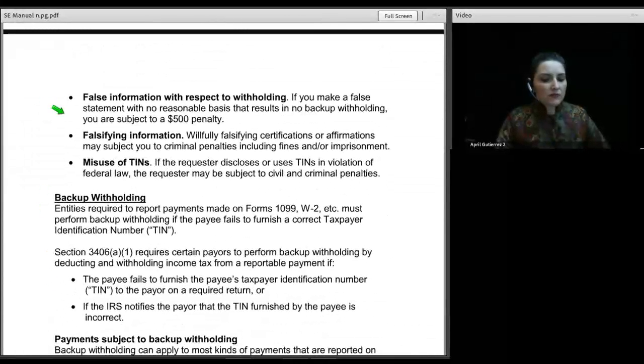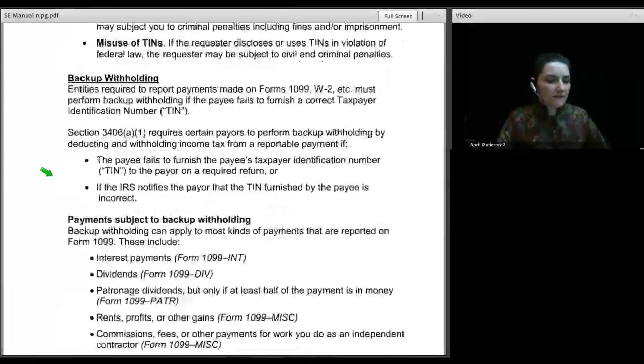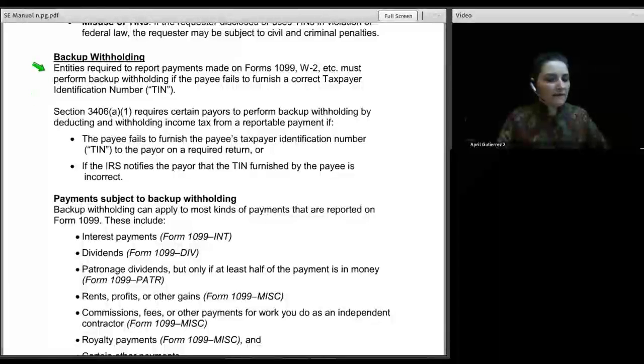Also, false information with respect to withholding. If you make a false statement with no reasonable basis that results in no backup withholding occurring, you are also subject to a $500 penalty. Falsifying information. Willfully falsifying certifications or affirmations may subject you to criminal penalties, including fines and/or imprisonment. And finally, misuse of TINs. If the requester discloses or uses TINs in violation of federal law, the requester may be subject to civil and criminal penalties.